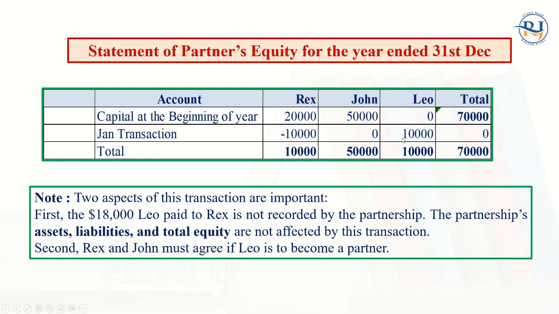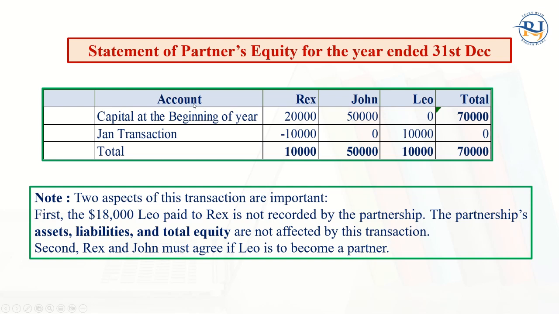But in this case, note that the two aspects of the transaction are very, very important. The first one is the $18,000 that Leo paid to Rex, but they have considered only $10,000. So what does it mean? The $8,000 will not be considered. That was their personal dealing and personal interest. So the partnership assets, liabilities, and the total equity are not affected by this transaction.